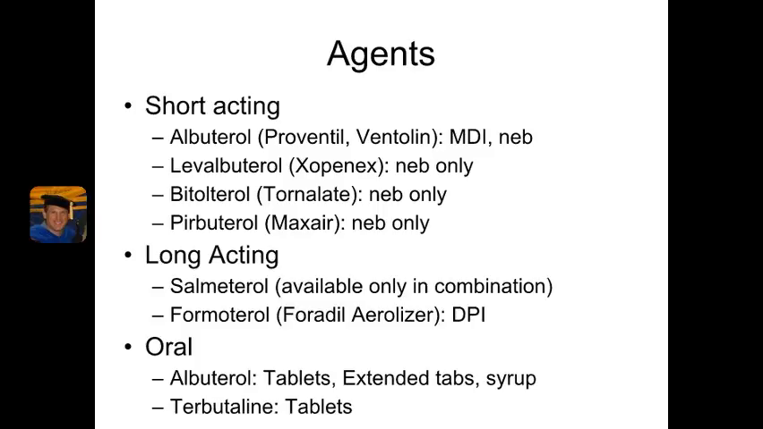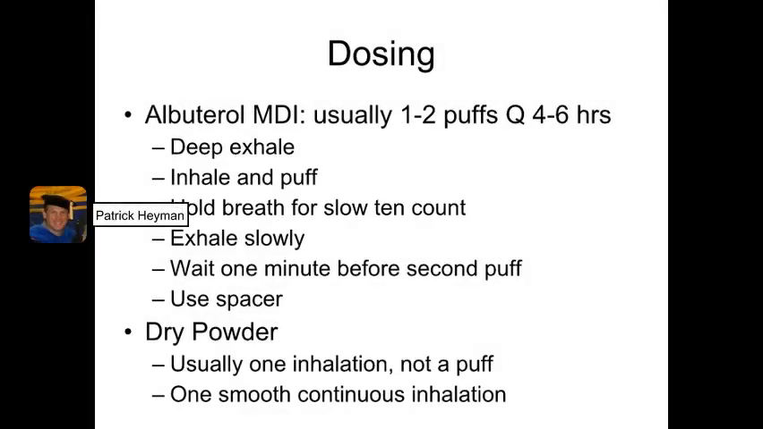Lastly, we have the oral ones. We have albuterol, which can come as tablets, extended tablets, or syrup. Those are typically for patients who can't inhale well, often children. And then we have terbutaline, which is available as tablets as well. Terbutaline is not really used that often for asthma anymore, but it used to be. We talked about this earlier when we talked about inhaled drugs, so there it is.